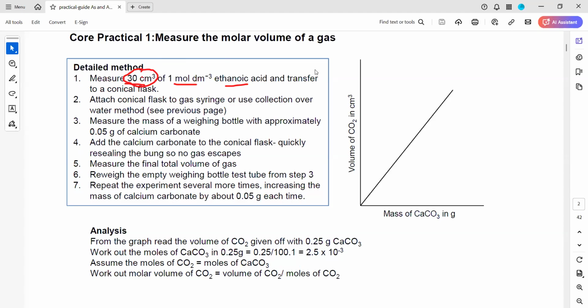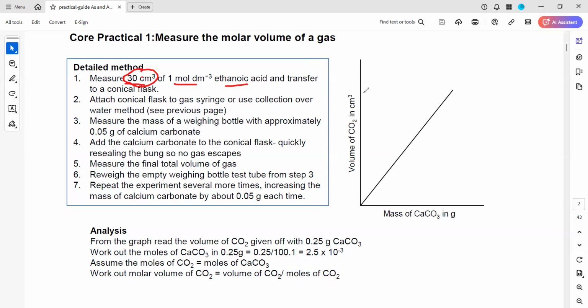So if you mention burette, the drawback is that it takes time to transfer the liquid. But if you mention measuring cylinder, the drawback is that it won't be accurate. So it depends on what the purpose is. If you want an accurate result, we prefer a burette rather than a measuring cylinder. But if you want to do it faster, then we use the measuring cylinder rather than a burette.